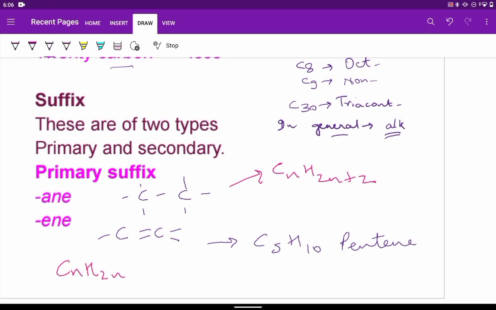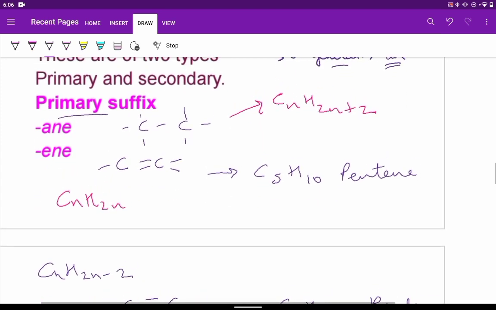Then we come to the suffix. They are of two types, primary and secondary. We will see them one by one. The primary suffix can be an, ane, or ene, or yne. If it is a single bonded carbon chain, meaning all the bonds are single bonds, the primary suffix will be ane. Like in the case of alkane, the general formula is CnH2n+2. In the case of alkene, if there is a double bond, the general formula is CnH2n.